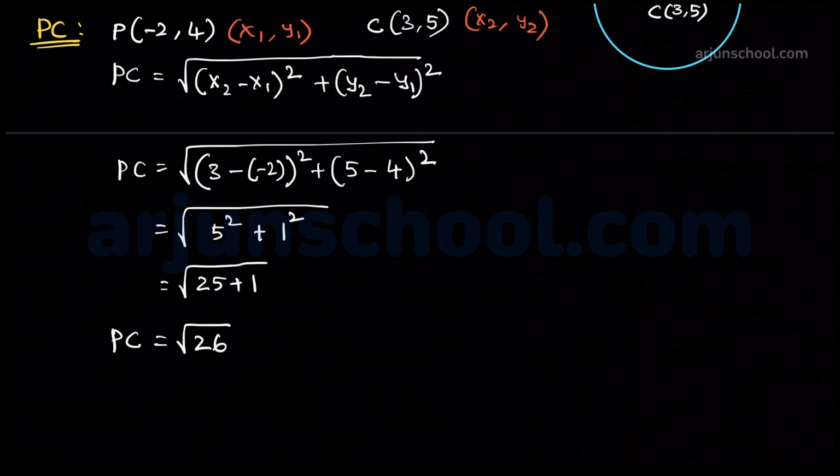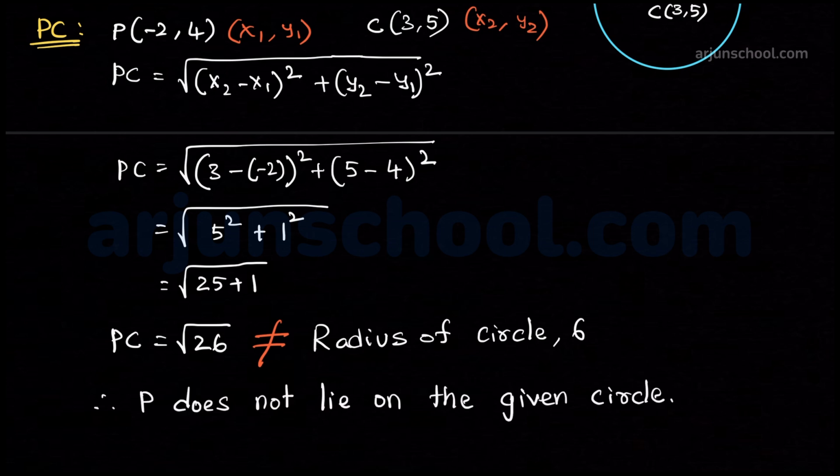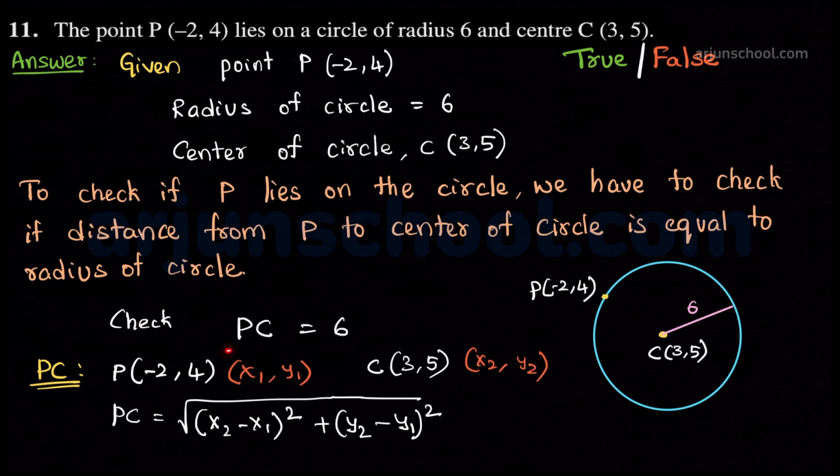And the distance PC, which is root over 26, is not equal to the radius of the circle, 6 units. Therefore, we can say that P does not lie on the given circle. The condition that we are checking, PC is equal to 6, does not hold. Therefore, the given statement is false. The point P does not lie on the circle of radius 6 and center C(3, 5). The answer is false.